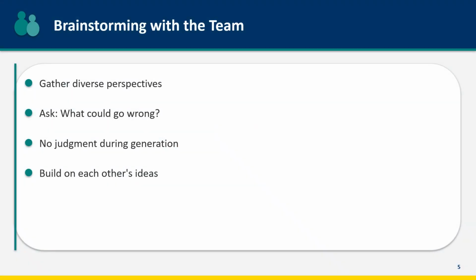Brainstorming is the most common identification technique. Gather your team and ask, what could go wrong? Include diverse perspectives. Developers see different risks than testers. Vendors see different risks than employees. During brainstorming, suspend judgment. Capture every idea without evaluating it. You'll assess probability and impact later. Build on each other's ideas. One person's risk often triggers another person to think of a related risk.